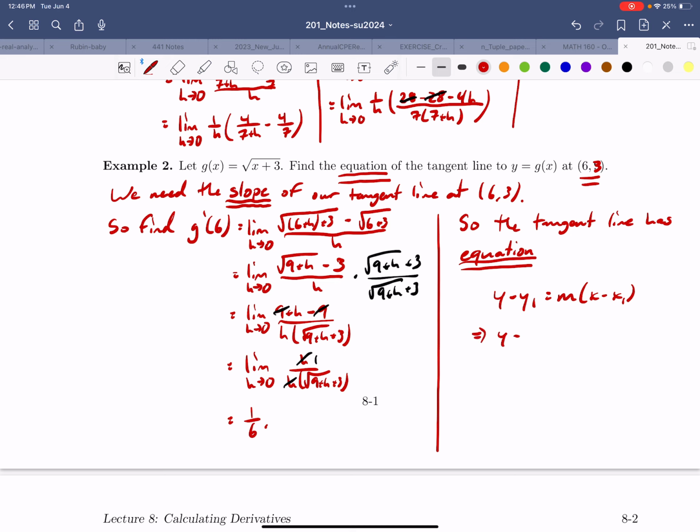So we're going to get y minus 3 equals 1/6. That's why we had to do all that work to find the slope, times x minus 6. We had 6 and 3, right? That was given to us. We did all this work to find 1/6. Anyway, when you simplify this out, you get y minus 3 equals 1/6 x minus 1, and that gives us y equals 1/6 x plus 2. All right. Did that right? I think I did that right. Okay. So that's what we get.